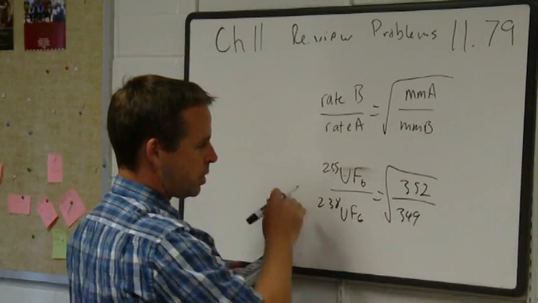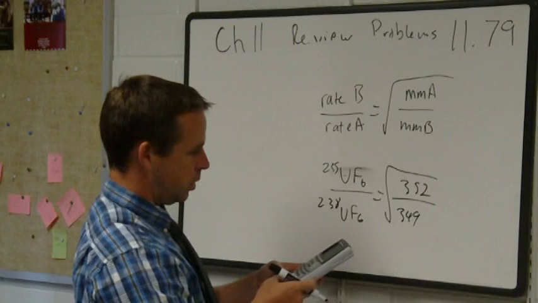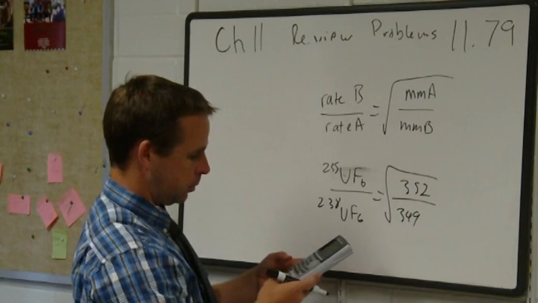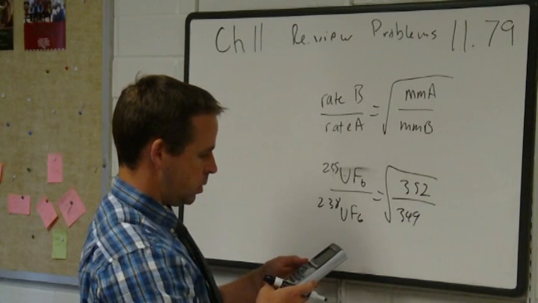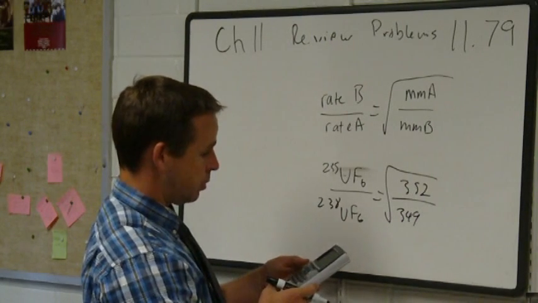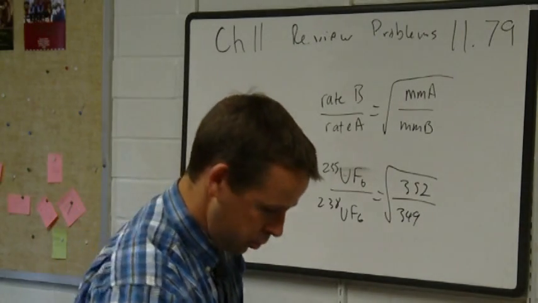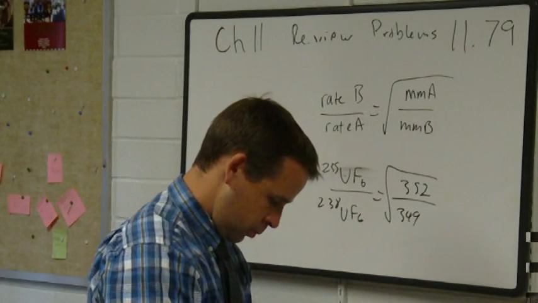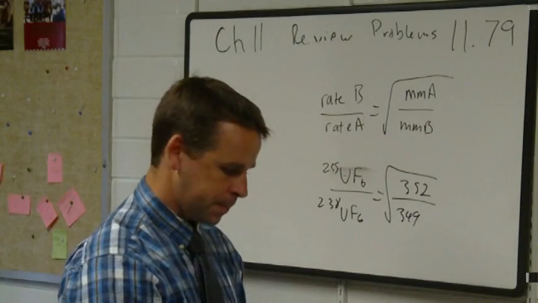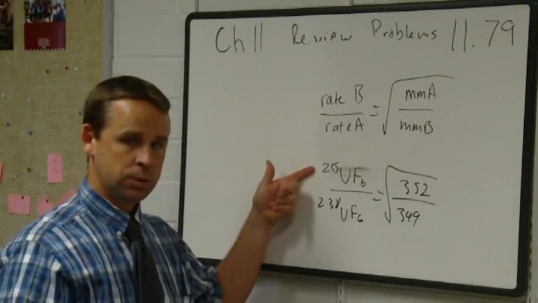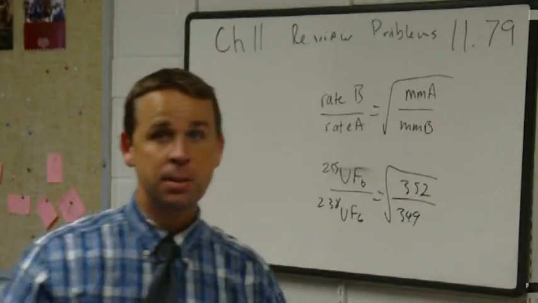So how much faster? Well, it's going to be the answer to this right here. 352 divided by 349. So I'm getting 1.0042. Let's see if that's right. 1.00428, 1.0043. So that's how much faster uranium-235 is going to diffuse. And that's how they make nuclear bombs, right?